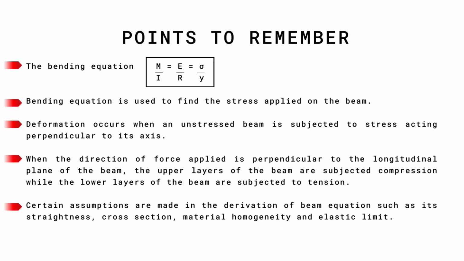Points to remember. The bending equation is M by I equals E by R equals sigma by y. The bending equation is used to find the stress applied on the beam. Deformation occurs when an unstressed beam is subjected to stress acting perpendicular to its axis. When the direction of force applied is perpendicular to the longitudinal plane of the beam, the upper layers of the beam are subjected to compression while the lower layers of the beam are subjected to tension. Certain assumptions are made in the derivation of the beam equation, such as straightness, cross-section, material homogeneity and elastic limit.